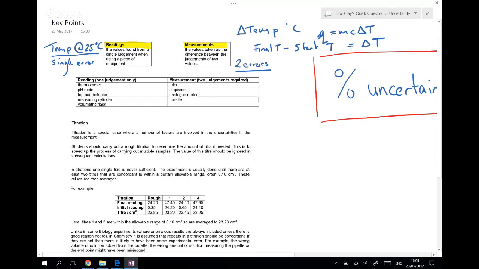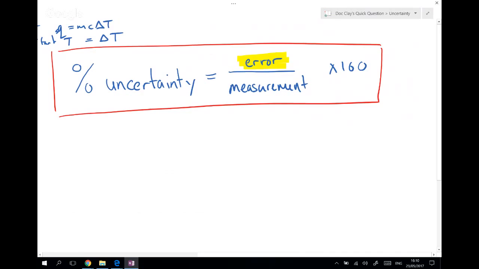Now, through that document, they then point out some examples of these 2 instances where we've got a reading. So perhaps a thermometer. That's a thermometer if we're taking a single reading, but if we're measuring a change in temperature, as we'll see in a minute, then that might equate to 2 judgments, and we've got a measurement. So just be aware that even taking a thermometer isn't necessarily a single reading if we're doing a change in temperature. The other things that we've then got are things like a pH meter, a top pan balance, a measuring cylinder, or a volumetric flask. So if we get any questions associated with things like that where we're taking a reading, our percentage uncertainty is simply the error that we're given divided by the measurement that we take.